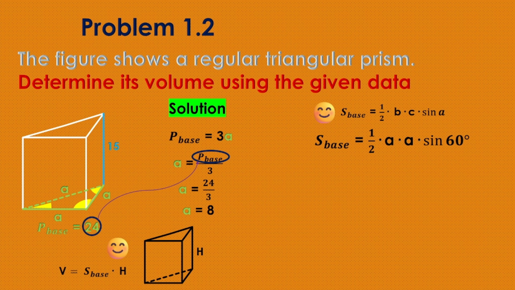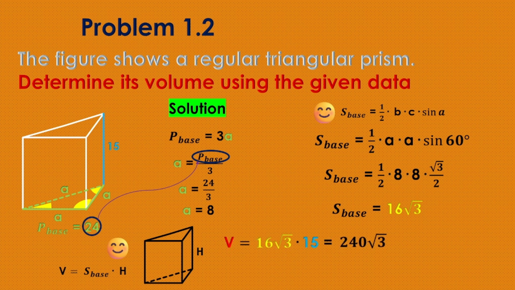Since in an equilateral triangle all angles are 60 degrees, I have highlighted them in yellow. Then we must substitute these numbers instead of the sine of 60 degrees. I will substitute root 3 over 2, and we will have the answer 16 root 3. And we must multiply these given quantities, the height and the area of the base. 16 root 3 times 15 equals 240 root 3. This will be our answer.